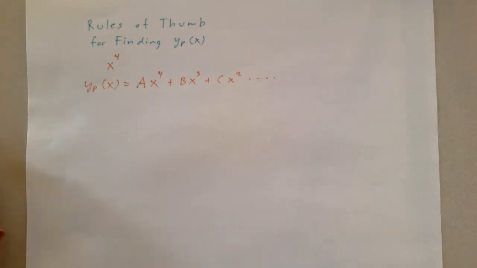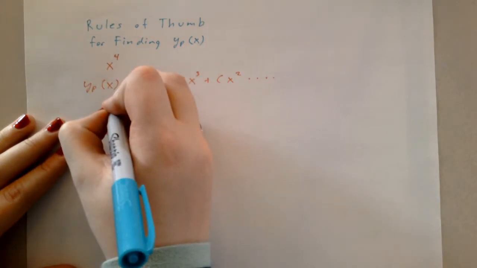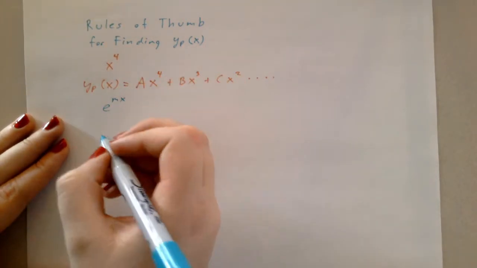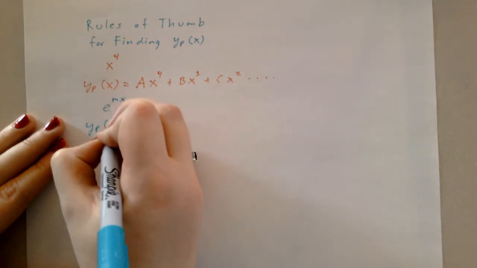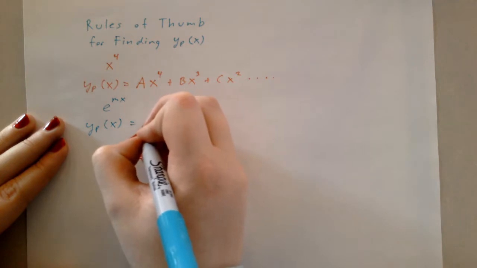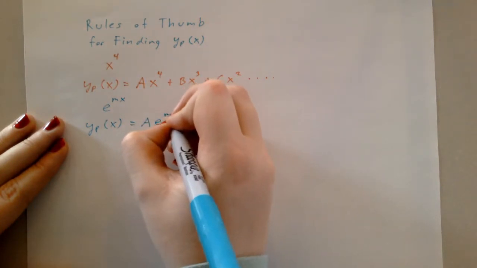The second rule of thumb is for exponential terms, so e to the mx. Here, anytime you have one of these terms, your particular solution guess should start out as some constant coefficient times e to the mx.